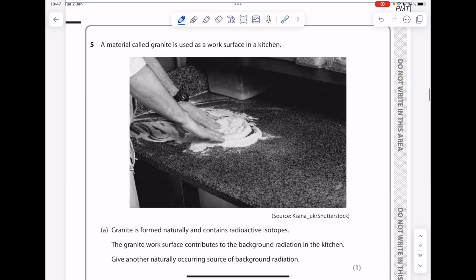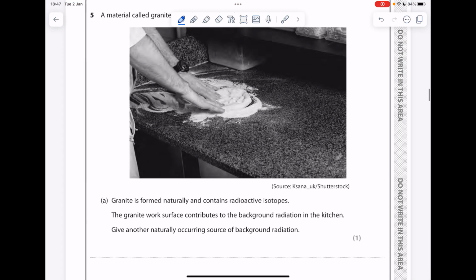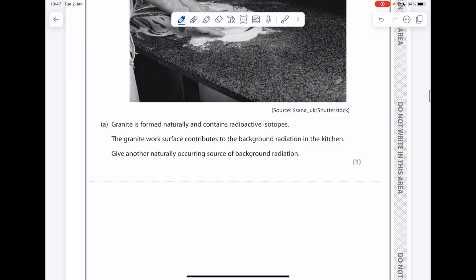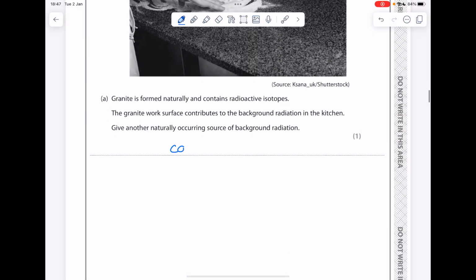A material called granite is used as a work surface in a kitchen. Granite is formed naturally and contains radioactive isotopes. Granite worktops contribute to background radiation. Give another naturally occurring source of background radiation: cosmic rays, medicine, X-rays, food, etc.